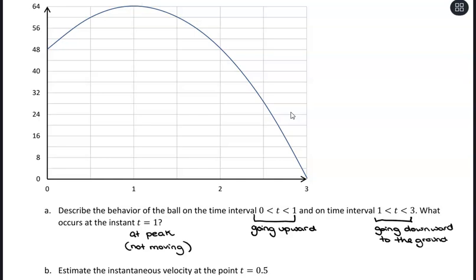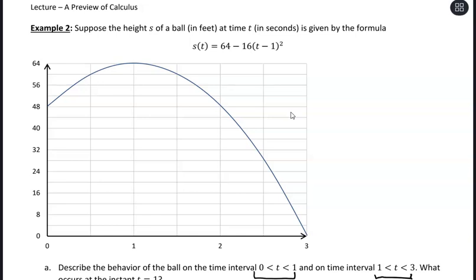So those are just some estimates that we're making looking at that graph, but a difference of this kind of average change that's occurring versus an instantaneous change where we're evaluating what's that ball doing at a single moment in time. So let's say we want to estimate the instantaneous velocity at the point t equals 0.5. So t equals 0.5, that's when the ball is right here.